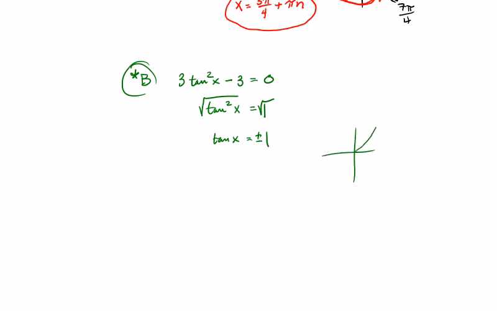1 at pi over 4, 1 at 5 pi over 4. And then it'll be negative 1 at 3 pi over 4 in quadrant 2, and 7 pi over 4 in quadrant 4. So those are your 4 answers. But since you have to write it as all solutions, look at this. These are all evenly separated by the same amount. And you can see it by looking at the numerators, right? They're all separated by 2 pi over 4.